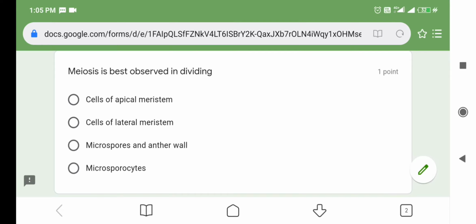Meiosis is best observed in dividing dash. Option number 1, cells of apical meristem. Option number 2, cells of lateral meristem. Option number 3, microspores and anther wall. Option number 4, microsporocytes. In this, meiosis is best observed in dividing microsporocytes. So option number 4 is correct.